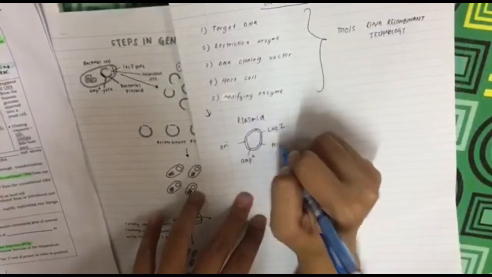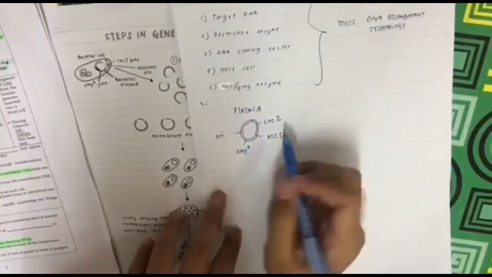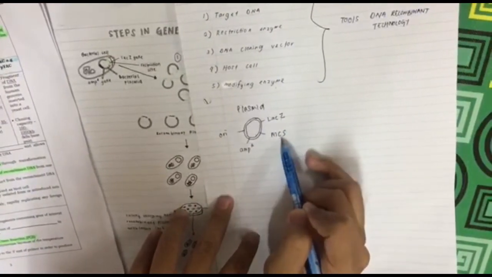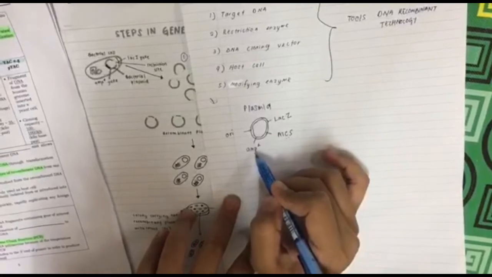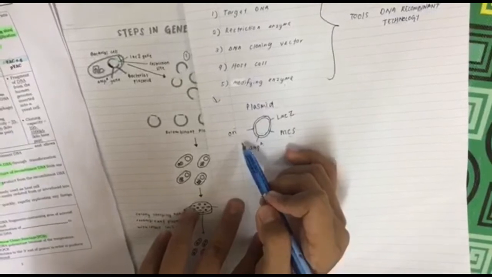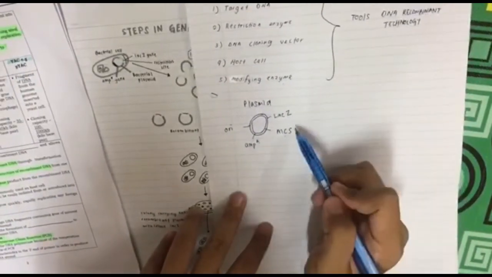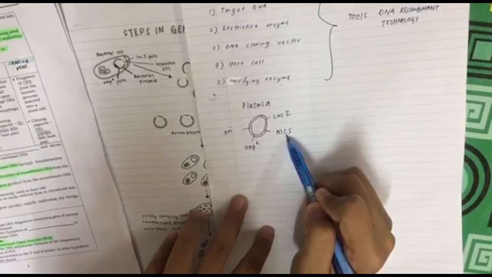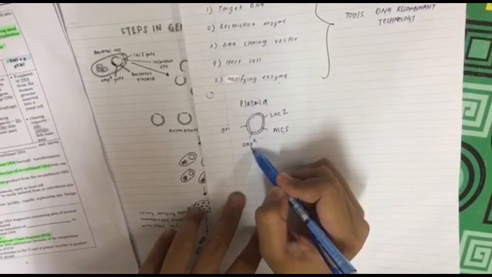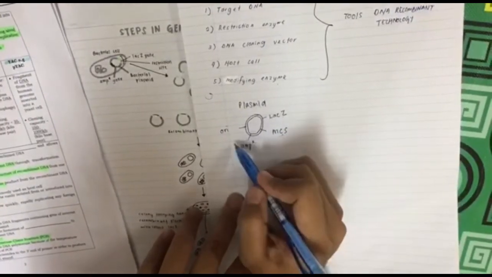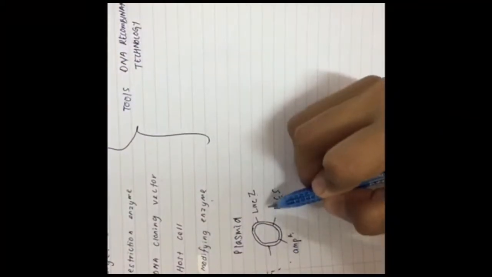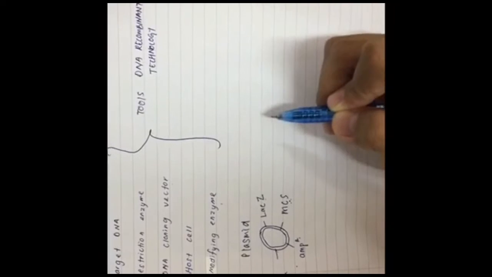Then MCS. So we have these items in the plasmid, which is the lacZ. MCS is the multiple cloning site, and then AmpR is the ampicillin resistance, and then this is the origin of replication initiation. So the function of the multiple cloning site is to accept the foreign DNA, and the ampicillin resistance is a selectable genetic marker, and the origin of replication is able to replicate fully in the host cell.